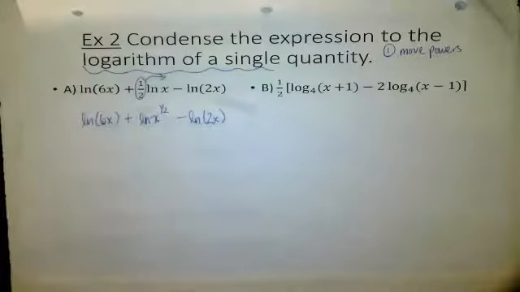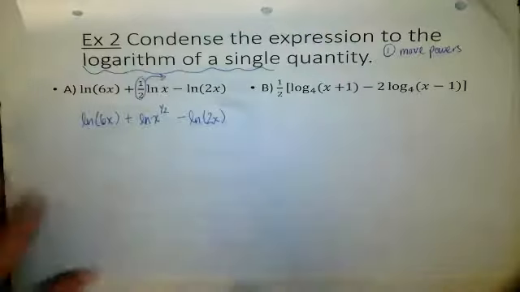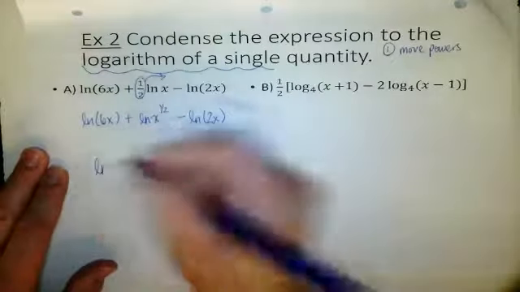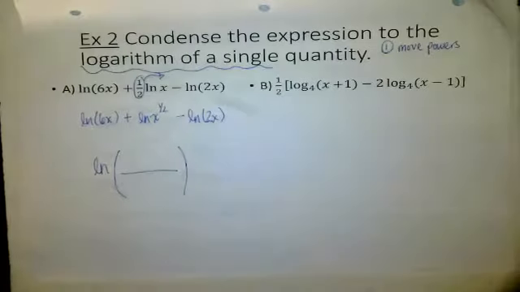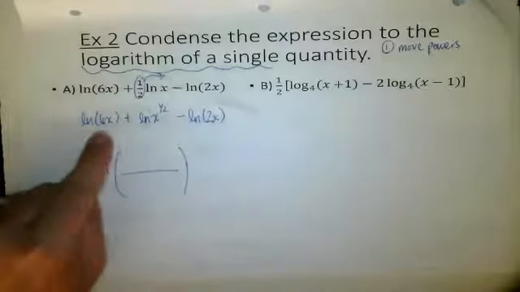But when we condense, what we want to look for is anything that has a positive came from a numerator. Anything that has a negative came from the denominator. So we're going to condense this down into a single logarithm of a quotient, and then we just have to decide what goes on top and what goes on bottom.